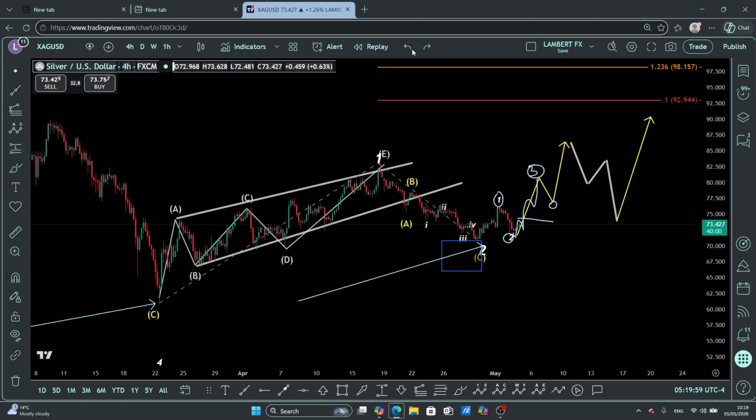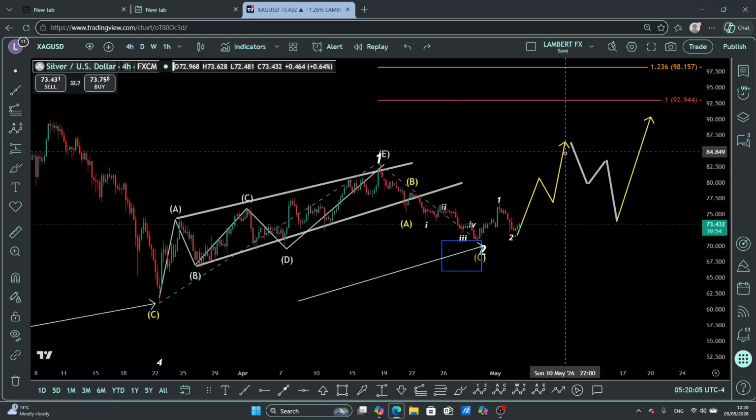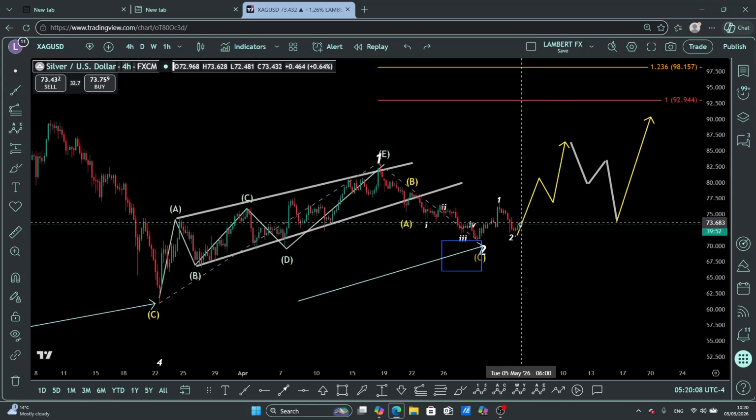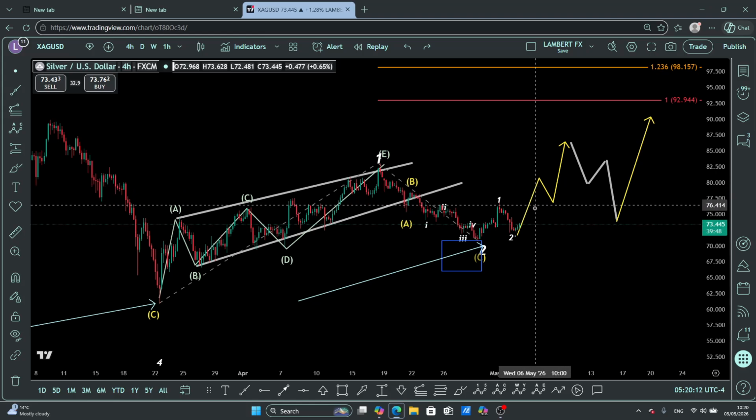You can have this as a trading plan. If you are a day trader, you can take this as a plan to ride this trade to the upside.